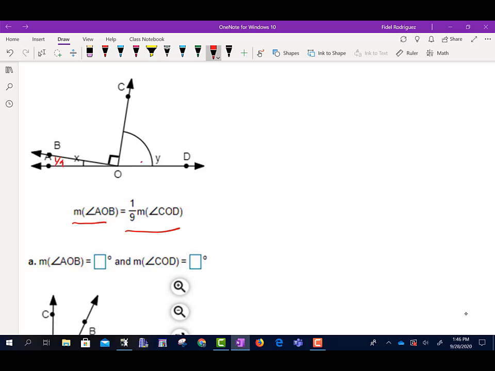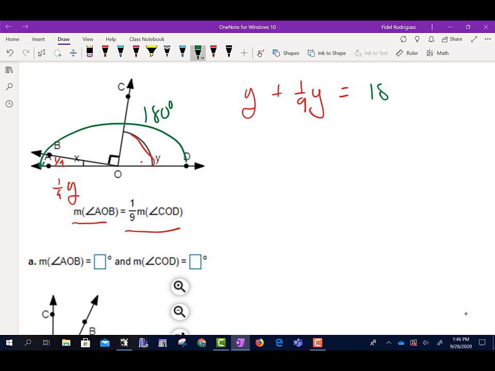If they're calling this angle Y, then this angle is going to be 1/9 of angle Y. So that means that angle Y plus 1/9 of angle Y is going to be equal to, guys, this right here is what we call a straight angle. A straight angle is 180 degrees.